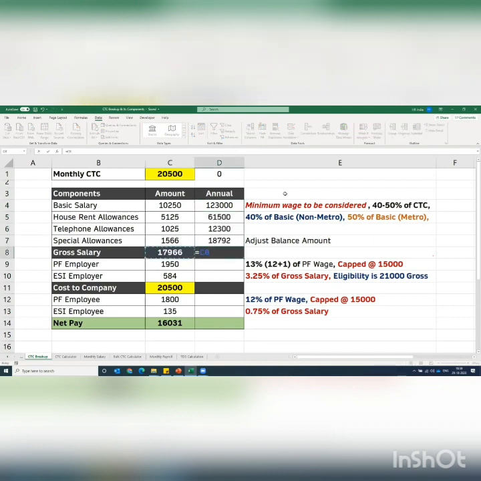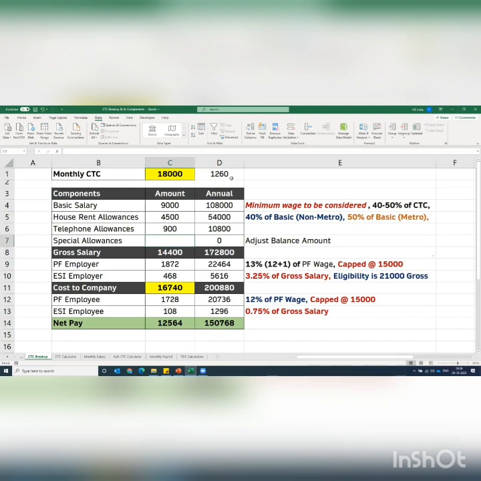Let's add the annual calculation also. For annual amount, you just need to multiply each component by 12 and you will get the annual amount for those components, right? So now this is the complete structure that we have created. Now let's suppose if we have to calculate the CTC structure of 18,000 rupees, right? 18,000 we have to calculate.